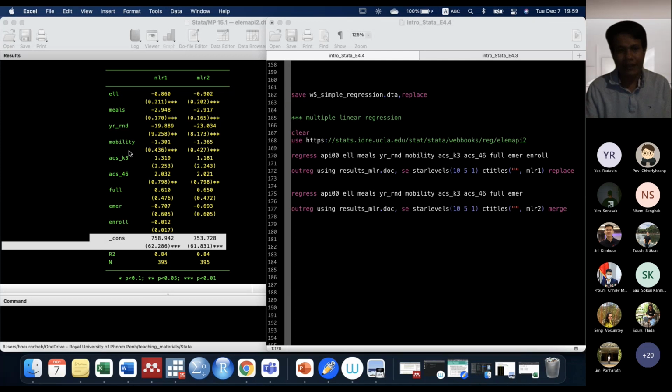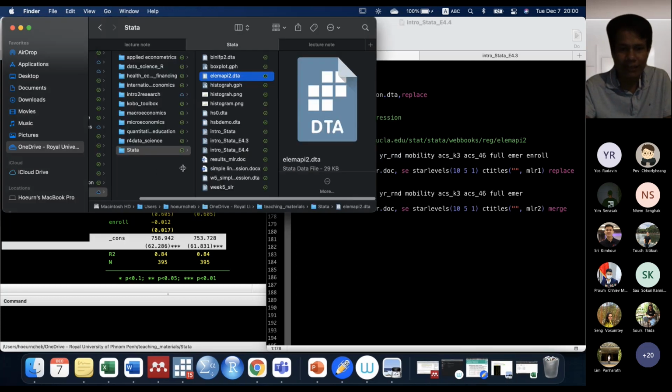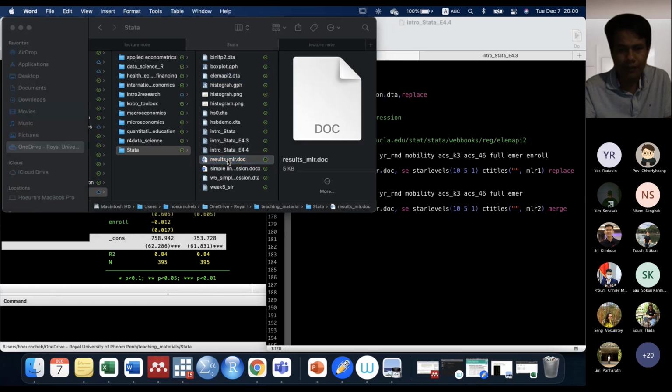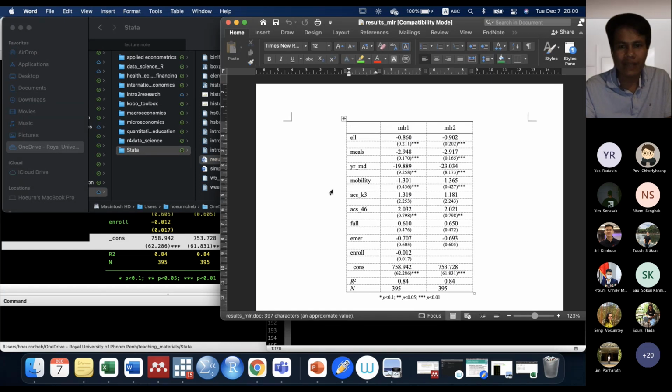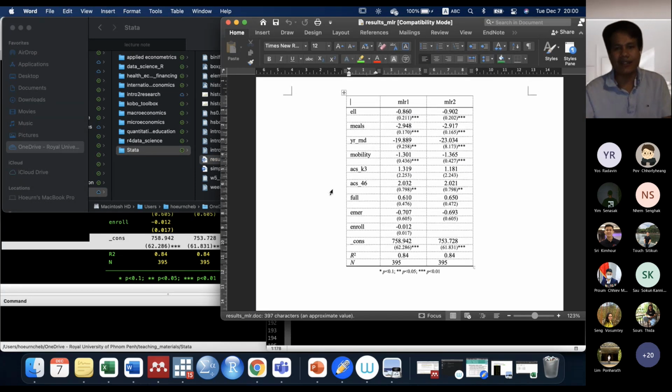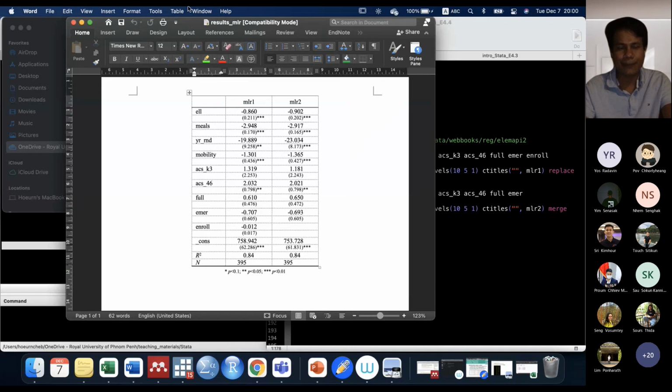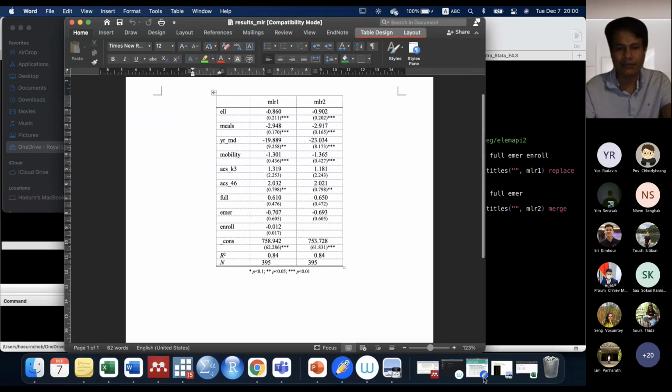All right, guys. Now you already extracted the table. You need to copy the table and paste it in your report. Then you have to go to your directory. Where is your directory? In my case, here is my directory, and this is my folder name. Then here you see this is my result. Can you see that? In my Word file, it is here.